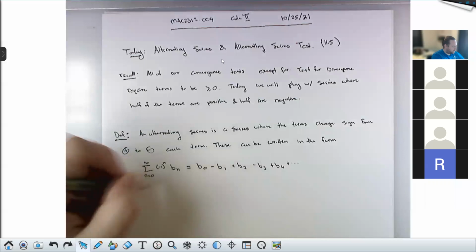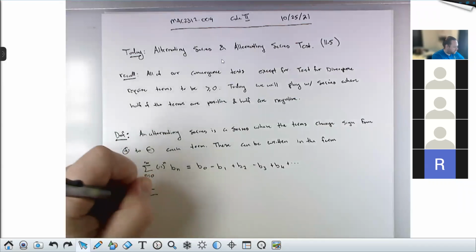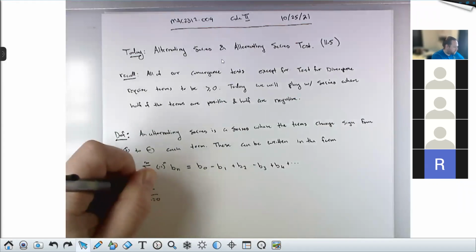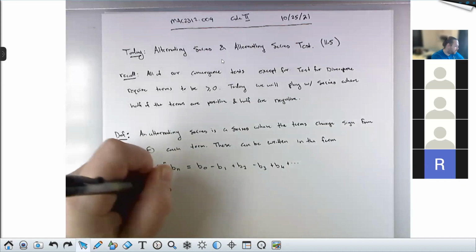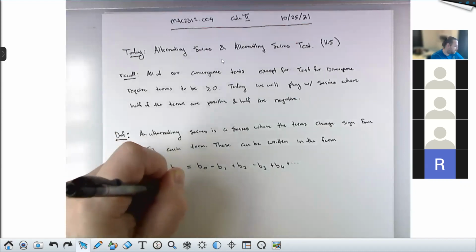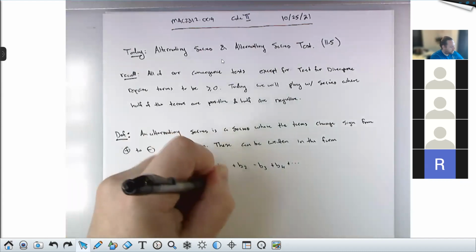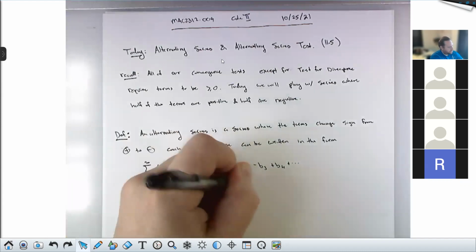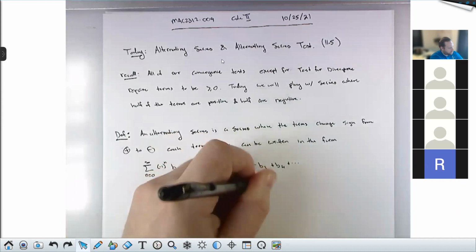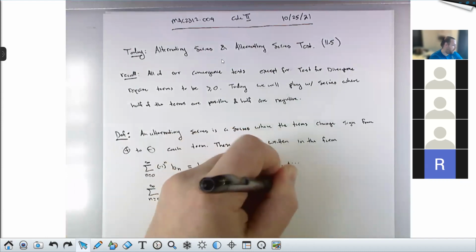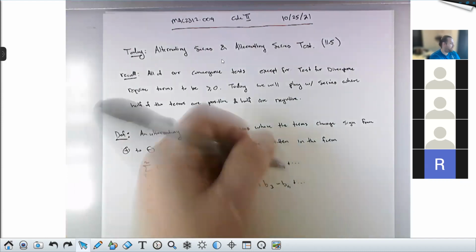It can also be written like this. There's actually a bunch of different ways you could write this. The sum from n equals 0 to infinity of negative 1 to the n plus 1 times bn, which would be like negative b0 plus b1 minus b2 plus b3.